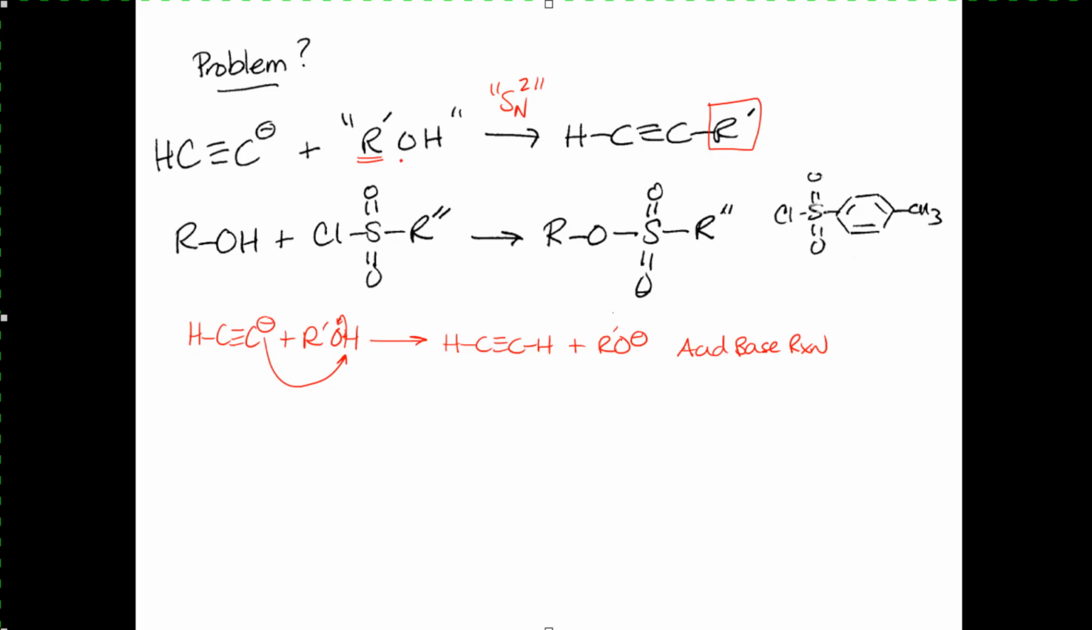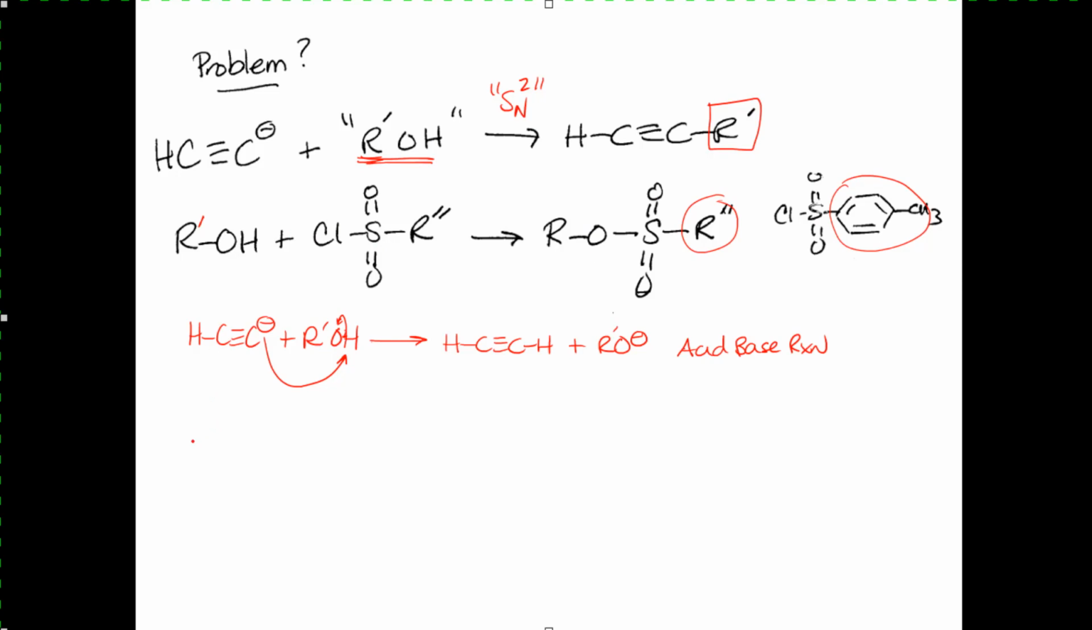So, yes, I could turn this alcohol into an alkyl halide and do this SN2 reaction, but what I could also do is react this alcohol with tosyl chloride and make a tosylate ester. What I've done here is shorten it up; this R group is going to be that group. So I could turn my alcohol into a tosylate ester, and now what would happen?